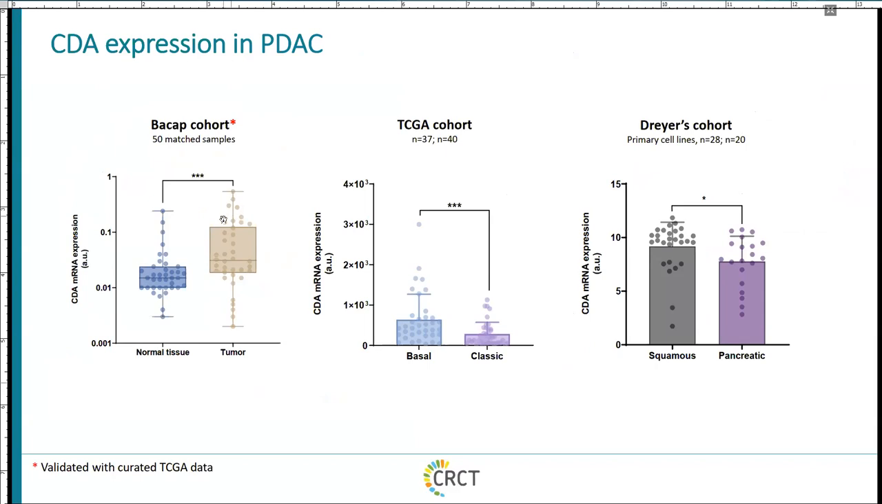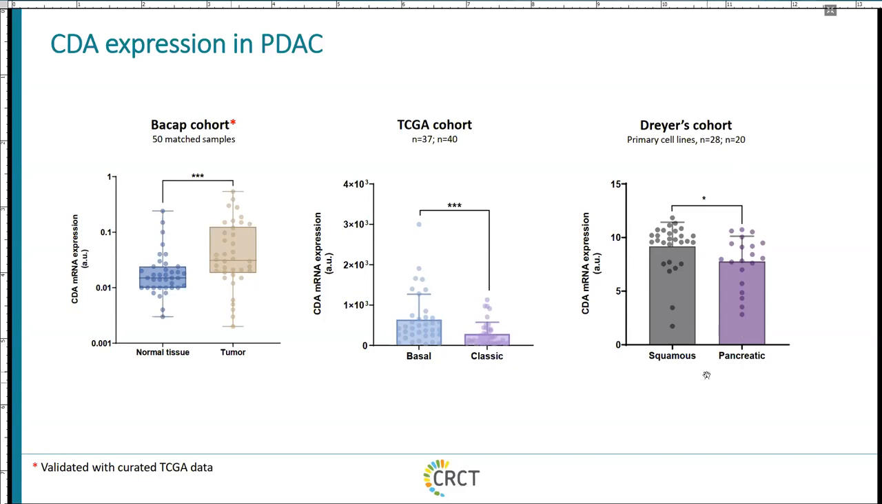If we go down to the TCGA cohort, it could be found in the curated TCGA cohort too. If we split the samples into basal and classic, basal have a much worse prognosis than classic. CDA again is overexpressed in those samples. And a recent paper by Dreyer's lab looks like CDA is also elevated. That's the right part of the slide, in squamous versus more classical primary cells derived from patients. So it looks like CDA is most of the time overexpressed in those tumors.